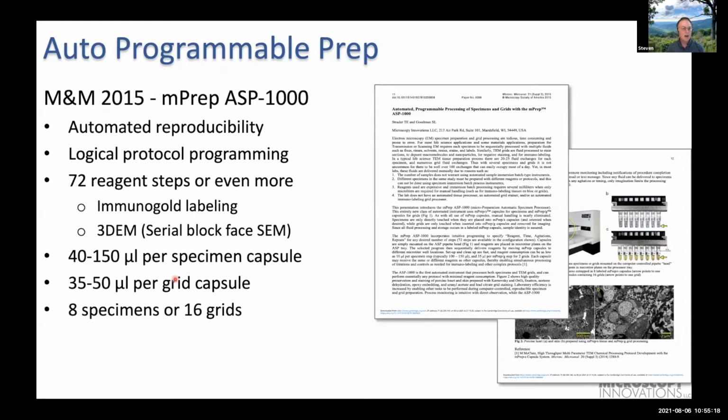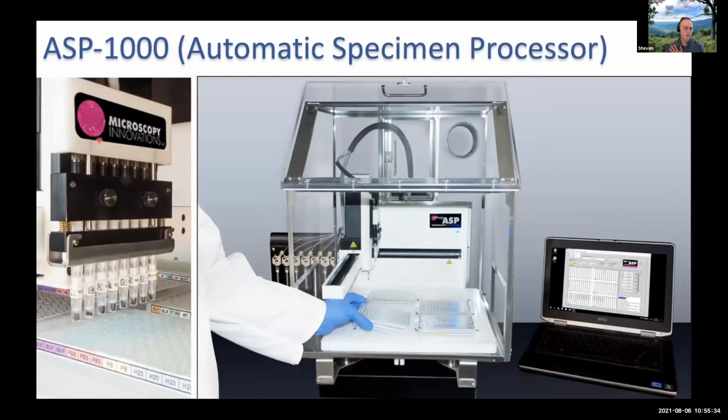And we wanted to have the right number of specimens and grids for most applications in most labs. So the ASP 1000 looks and works like this. I also want to say we can also implement fast preparation. So the ASP looks like this. So this is the pipetting head, and the specimen capsules are loaded onto the pipetting head. And there are 8 capsules for 8 specimens shown here.